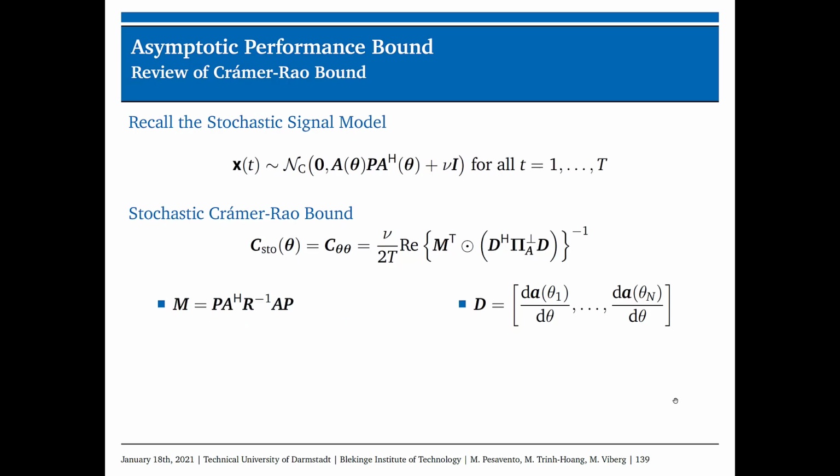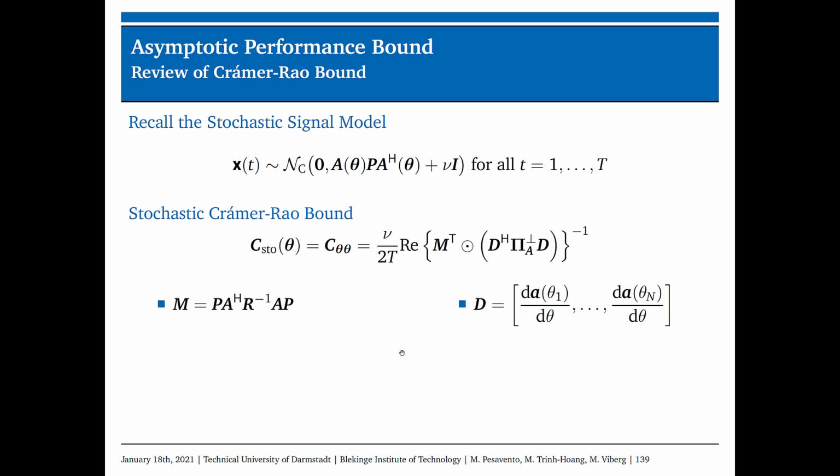Next, we consider the stochastic signal model, where observations are complex circular Gaussian with zero mean and covariance matrix given by A P A Hermitian plus nu times the identity matrix. The stochastic Cramér-Rao bound of the DOA parameters of interest is given by the closed form expression over here, which is similar to the previous formula, with the main difference that instead of the signal correlation matrix P, the matrix M defined over here on the left side is used.